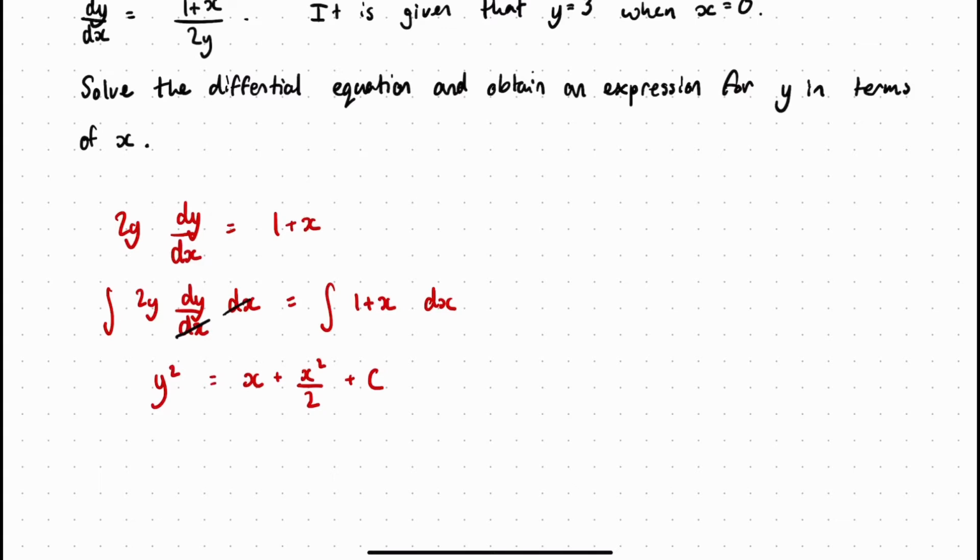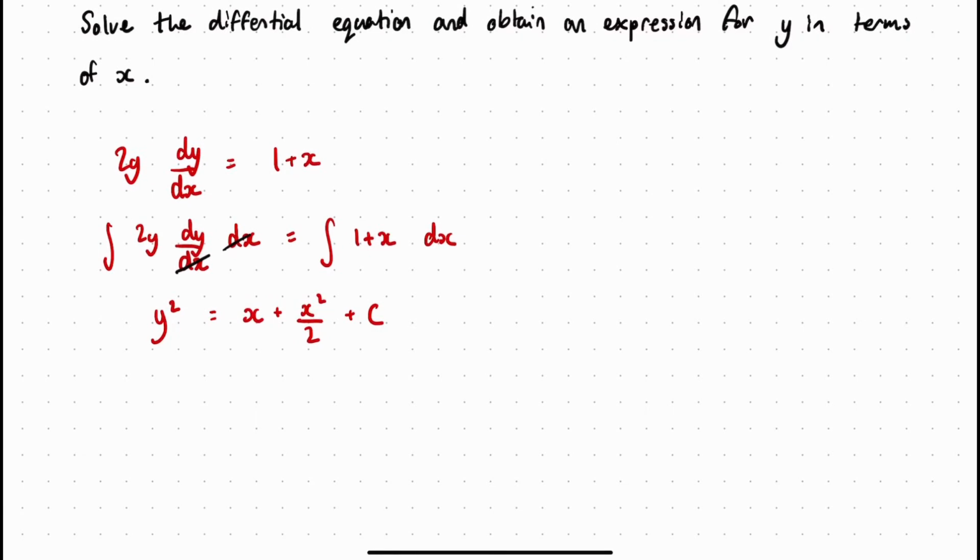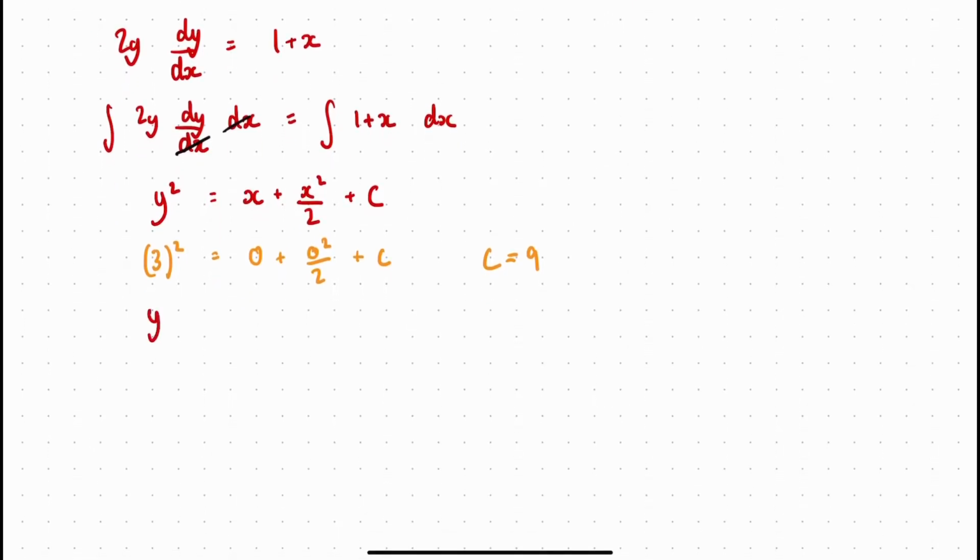I know that when y is equal to 3, x is equal to 0. So I'm going to just substitute that in now to find out what my c is. So I get 3 squared is equal to 0 plus 0 squared over 2 plus c. So c is just equal to 9. I'm going to put that back into the equation, which is y squared is equal to x plus x squared over 2 plus 9. And because I just want it in terms of y, I'm just going to get rid of the y squared by square rooting.